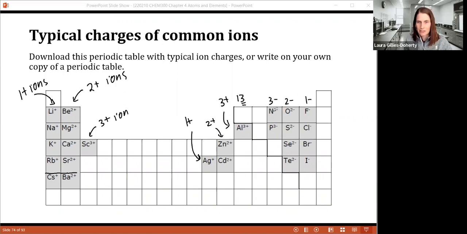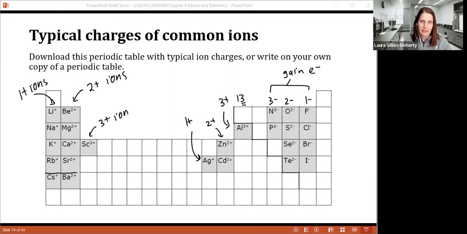So like nitrogen and phosphorus, when they turn into ions, they like to gain 3 electrons to become 3- ions. Oxygen, sulfur, selenium, when they turn into ions, they like to gain 2 electrons to become 2- ions. And the halogens, fluorine, chlorine, bromine, iodine, they like to gain 1 electron to become a 1- ion.